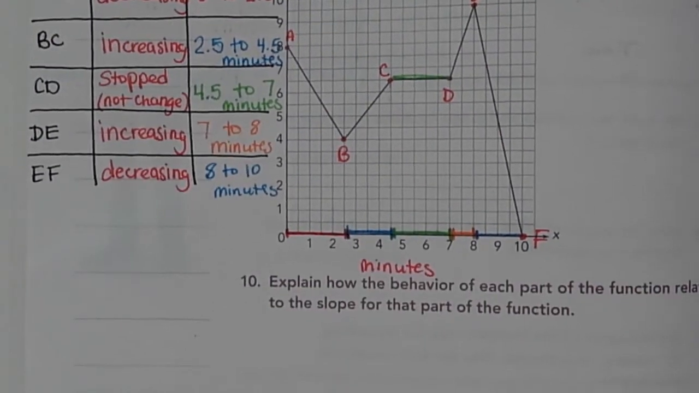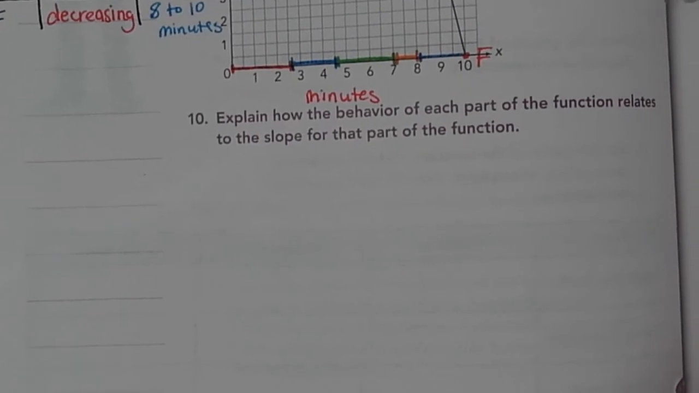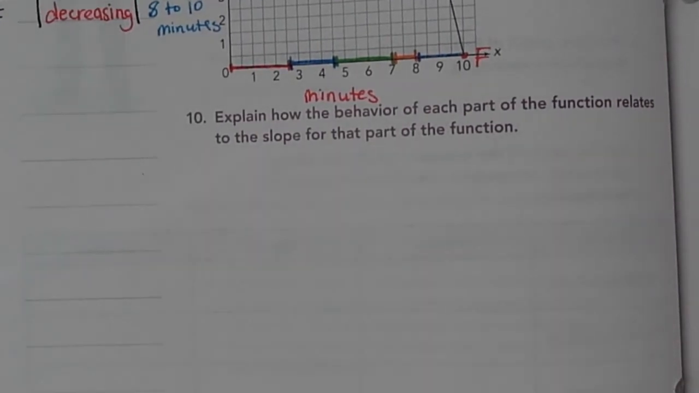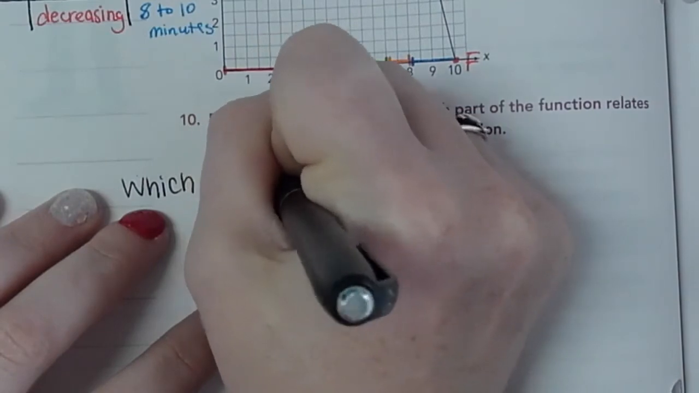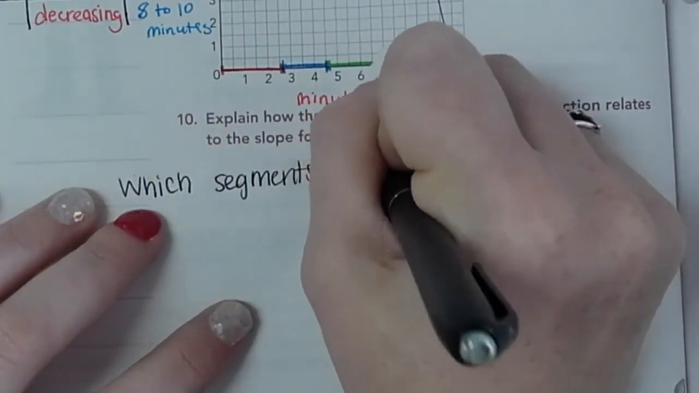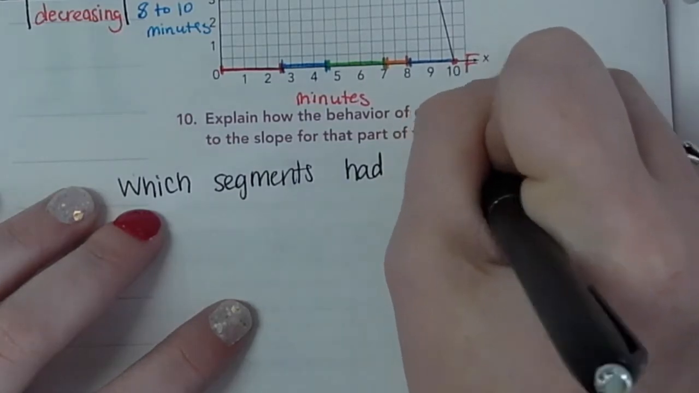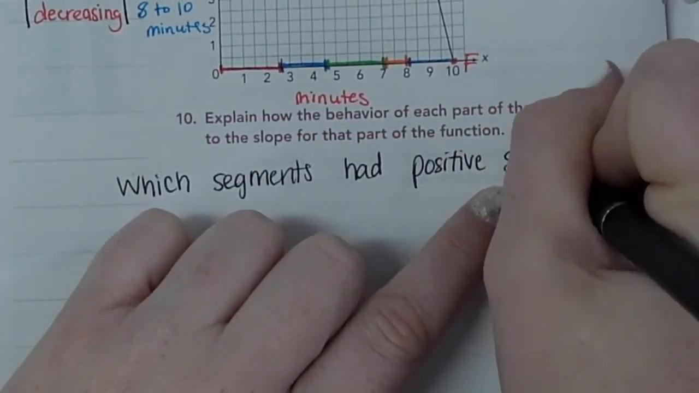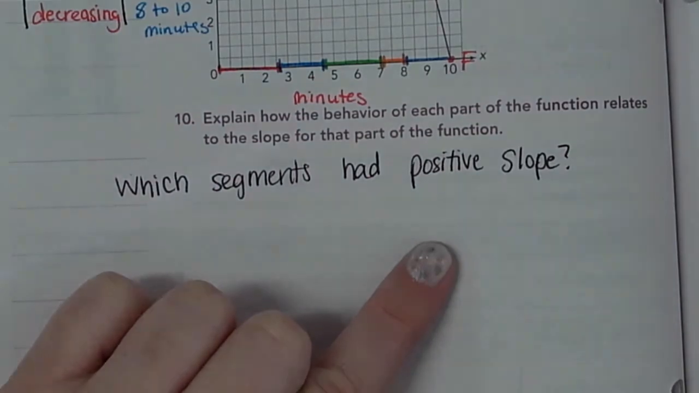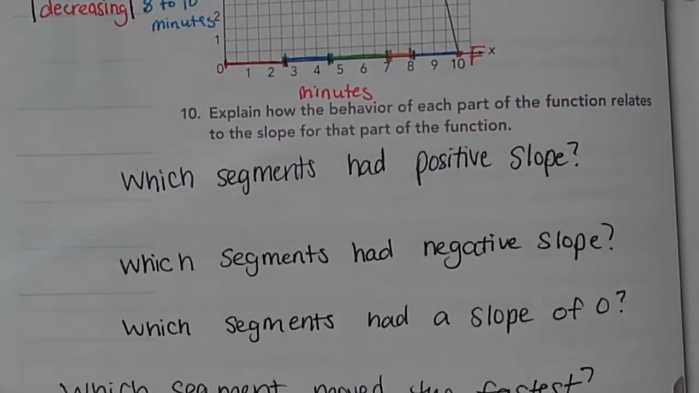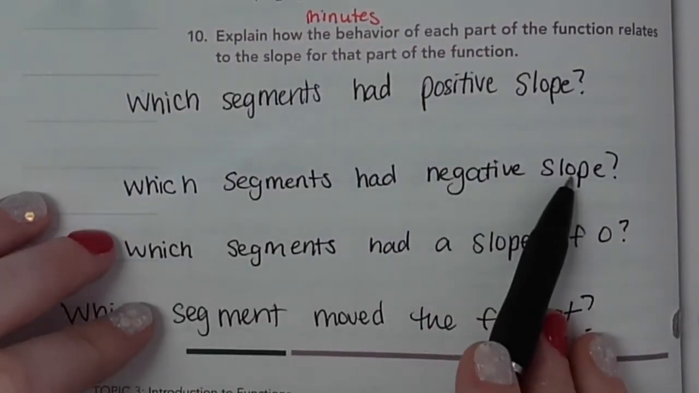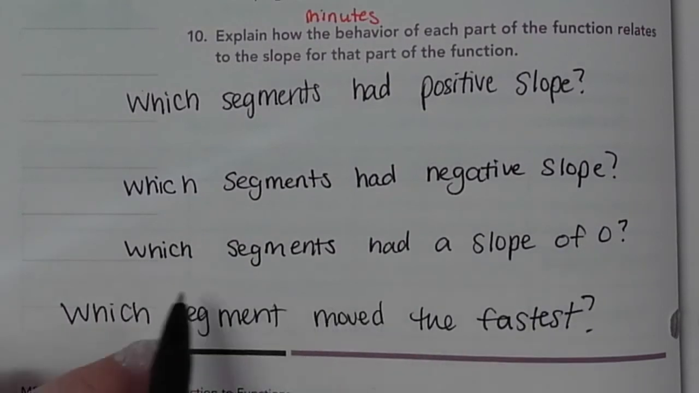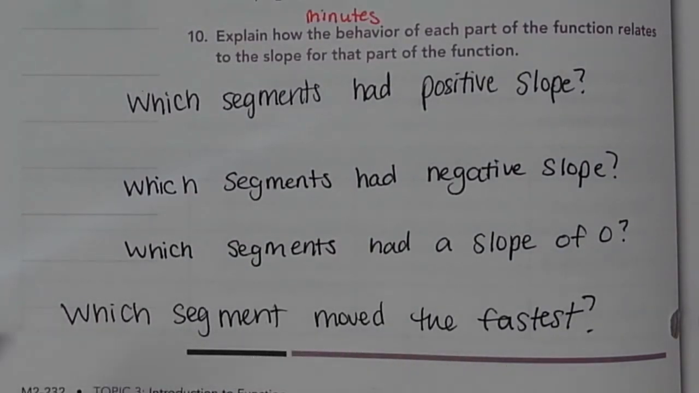Okay, this next one, I'm going to reword it a little bit. It says, explain how the behavior of each part of the function relates to the slope. So I'm going to rewrite this, and I'm just going to say which segments had positive slope. And I'm going to pause the video and write negative slope and 0 slope. So just a second. Okay, so which segments had a positive slope, which segments had a negative slope, a slope of 0, and then I also added this question, which segment moved the fastest?